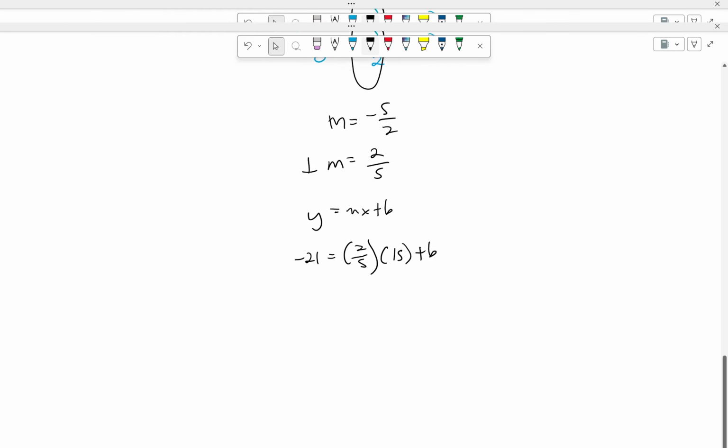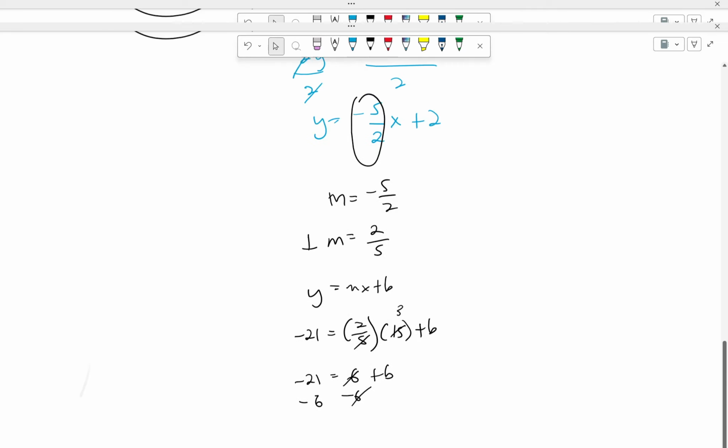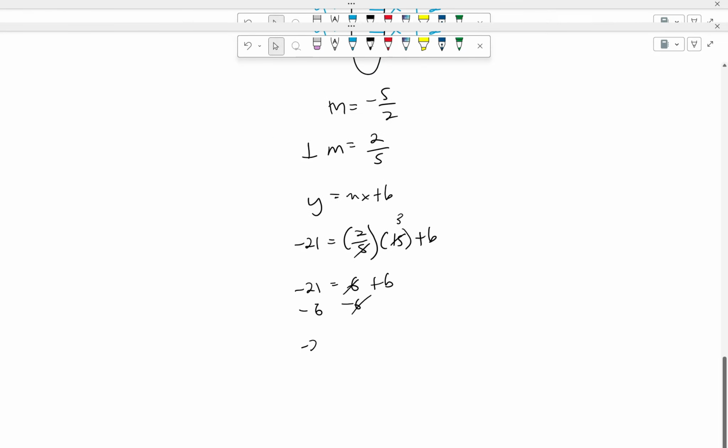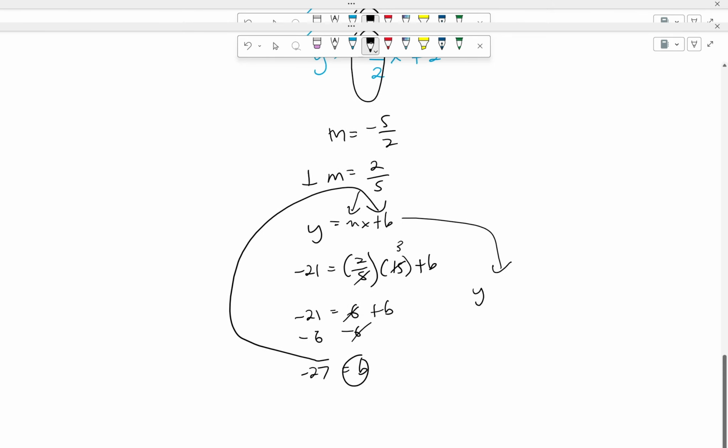Ooh, this one's going to work out pretty well. So, this is the 3, so I have negative 21 is equal to 6 plus b. Subtract 6 from both sides. I'm sure I wrote that down right, yeah. So negative 27 is my b. I'm going to take this, plug it back in here, and I already have my modified slope to stick in for the m. So my new equation: y is equal to positive 2/5 x minus 27.